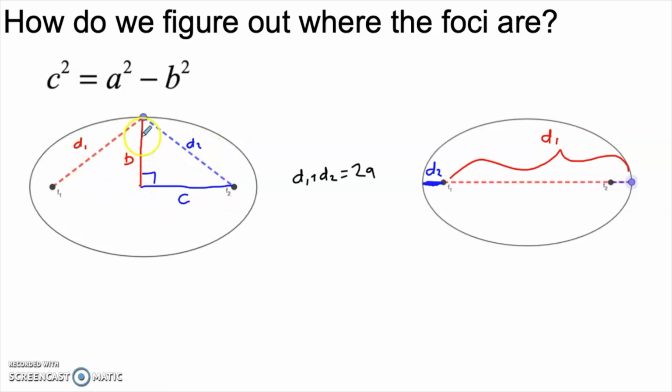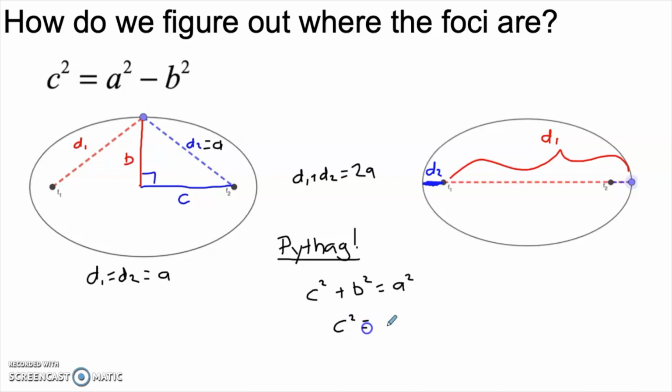So when I go directly up to this point, d1 is equal to d2 because of the symmetry of the ellipse. It's the same on the left as it is on the right. So in this moment in time, we can see that d1 is exactly equal to d2, which means that they're both equal to a because the sum of them has to be 2a. Now we can use good old Pythag to see that in fact c squared plus b squared must equal a squared, which gives us c squared equal to a squared minus b squared.